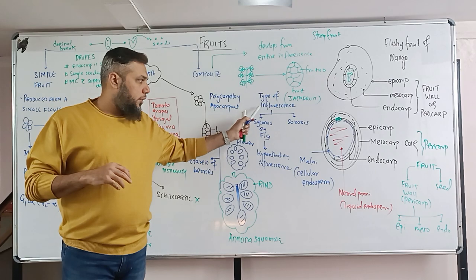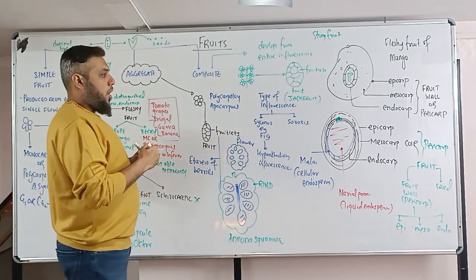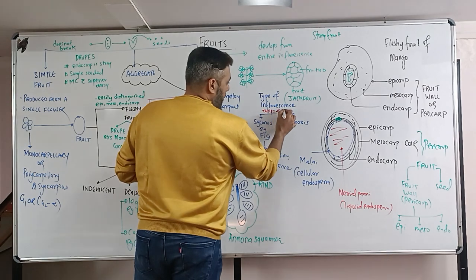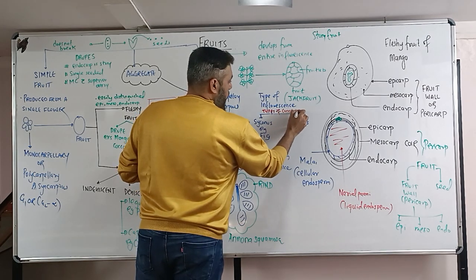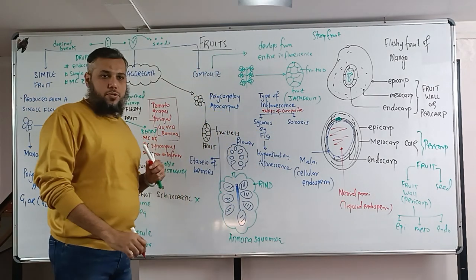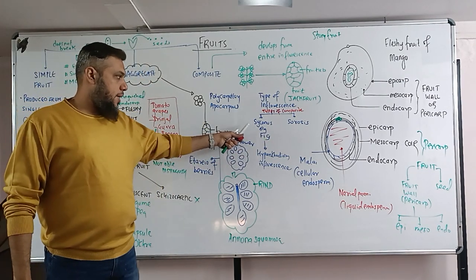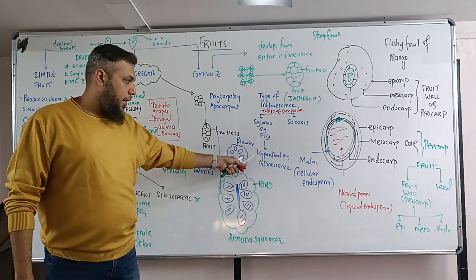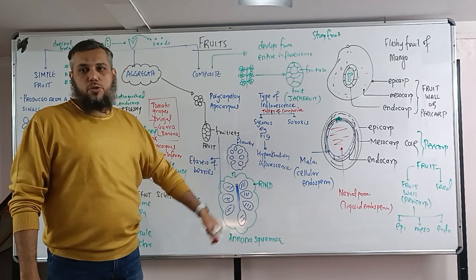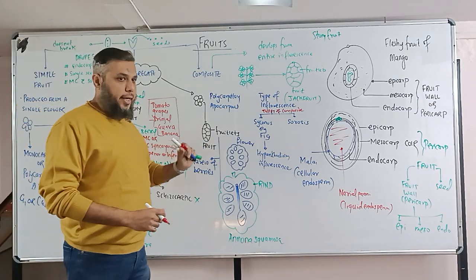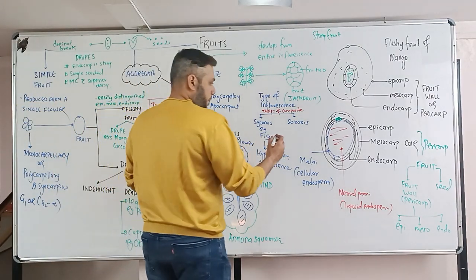So depending upon the type of inflorescence, how many types of composite fruits are there? How many types of composite fruits are there, bachcho? Two. What are two types? Psychonus and sorosis. Psychonus ke example mein kya aayega? Fig. Aur fig kahan se develop hota hai? A type of inflorescence which is called as the hypanthodium inflorescence. Second type is who? Sorosis.